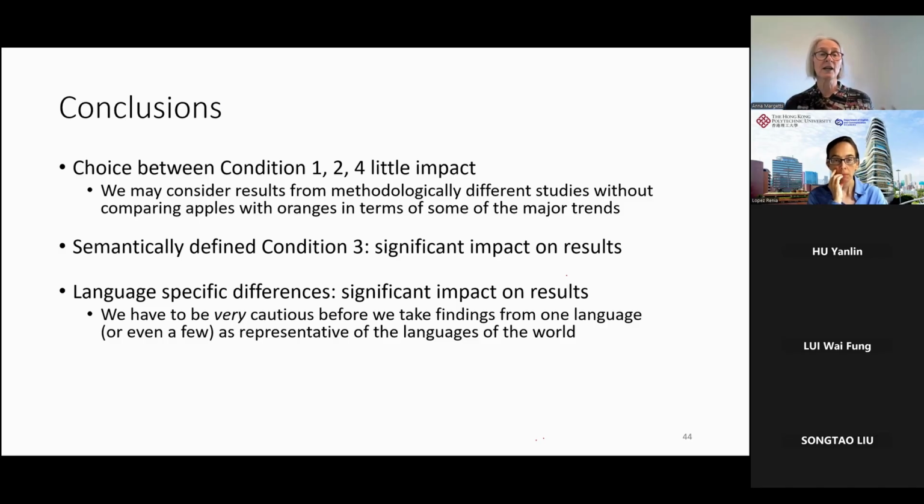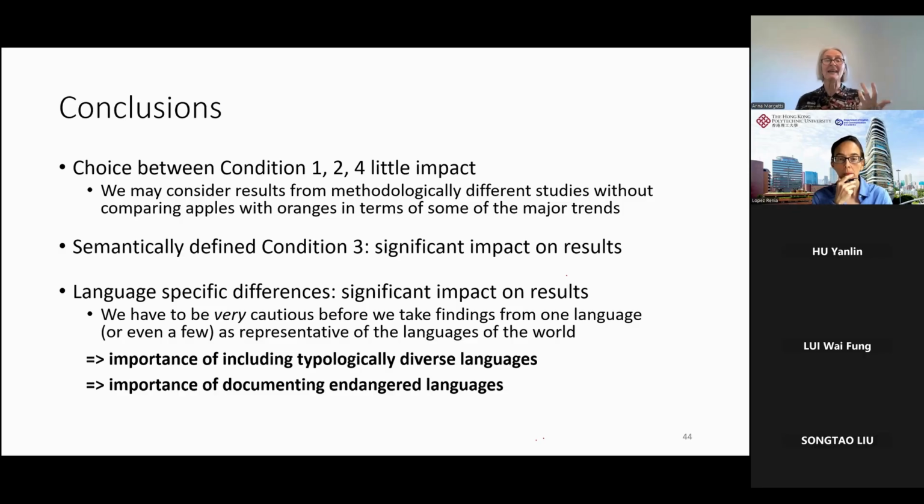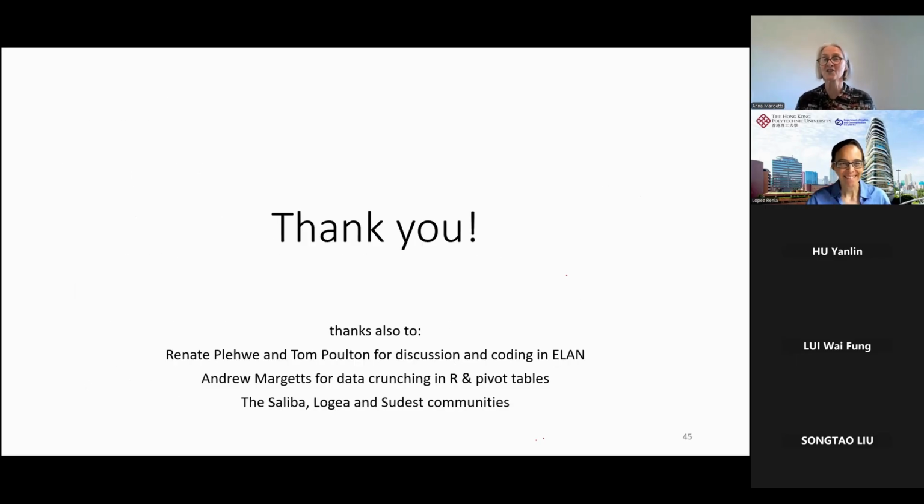And we found language-specific differences very clearly throughout the data, which means we have to be very cautious before we take findings from one language, say English, or even a few languages, say a bunch of European and Asian languages, as representative of the languages of the world. So that's really important. So I want to end on this, the importance of including typologically diverse languages and the importance of documenting endangered languages and knowing about what's out there in the diversity of human language rather than restricting ourselves to a small data set. And this is it. Thank you very much.